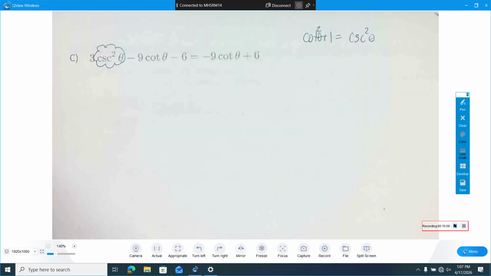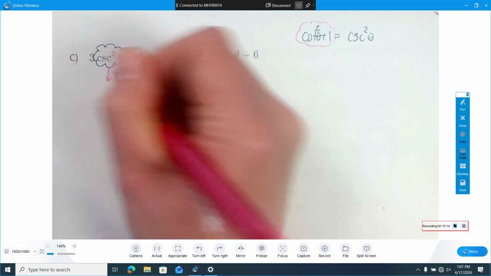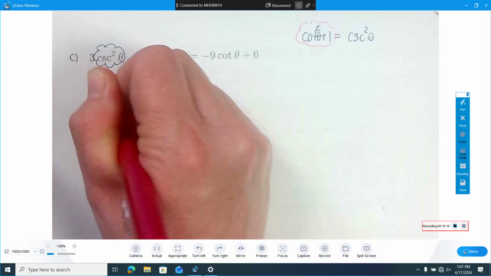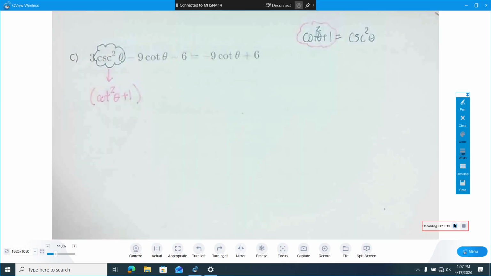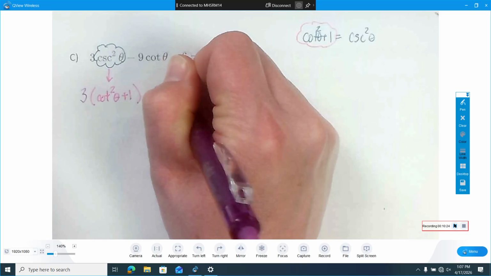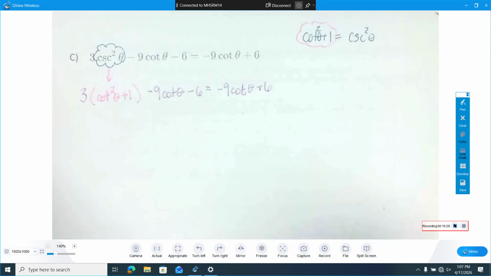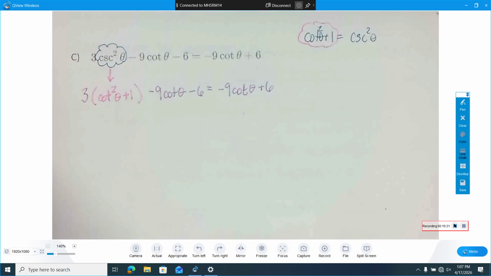All right. So we get to replace cosecant squared with what it's equal to, which is cotangent squared plus 1. So I got 3 out in front, minus 9 cotangent theta minus 6 equals negative 9 cotangent theta plus 6. Don't you feel like a pro when you're solving an equation that's this long? Does it make you feel smarter? Are you with me so far? I just recopied it. I hope you're not confused right now.